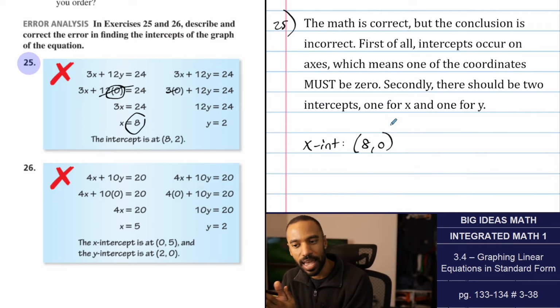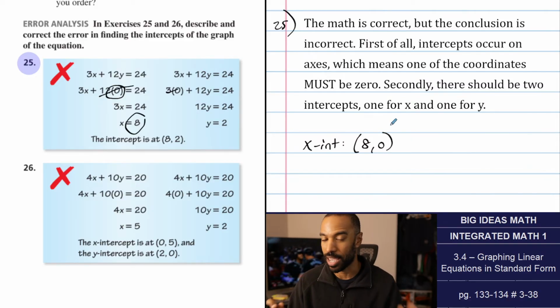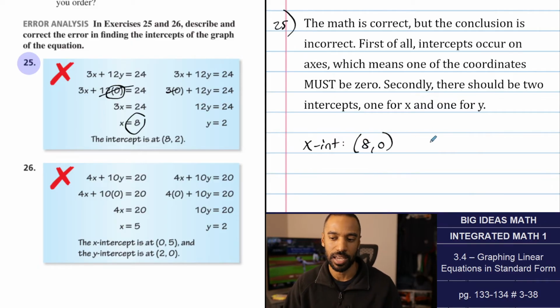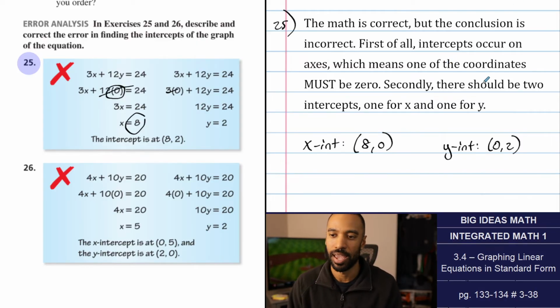Now, in finding the intercepts, you could say the intercept is 8, right? Because they kind of said that before, but the point that it exists on is 8, 0, not 8, 2. That is not an intercept. That is not on an axis. The y-intercept would be 0, 2. You substitute 0 for x, you get 2 for y, and that's the point there.